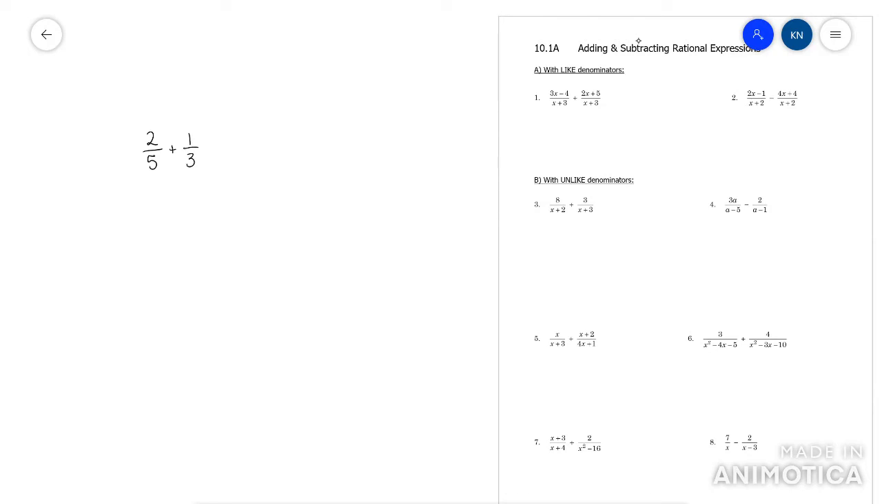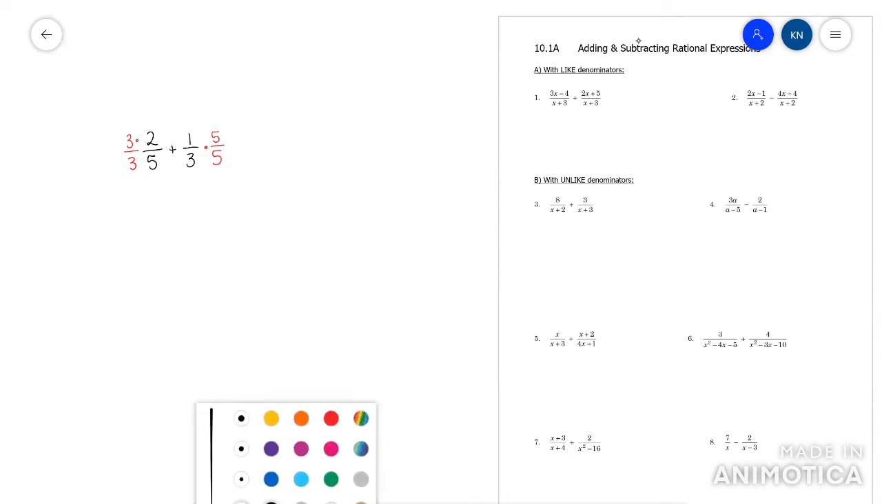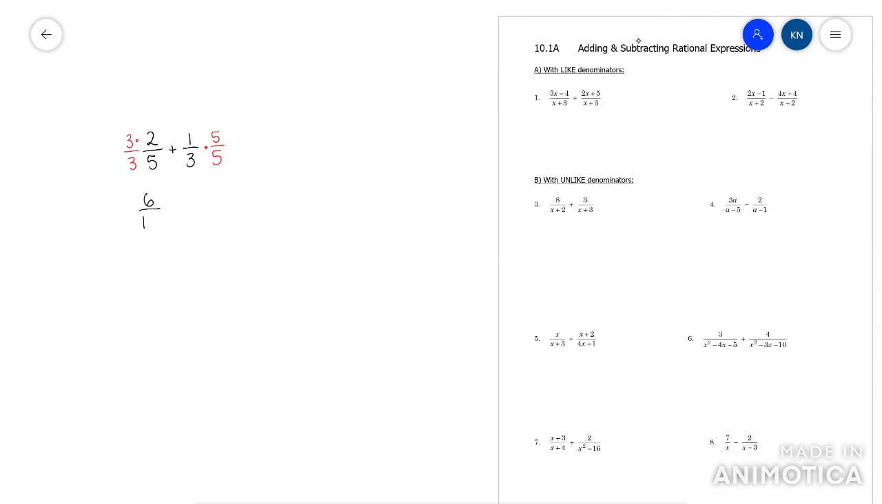You can't add or subtract fractions until the denominator is the same. So you would have to change these fractions. You would have to find a common denominator. The common denominator here would be 15. So this fraction on the left is going to need 3/3, and the fraction on the right is going to need 5/5. And so when you rewrite this problem, really you can think of it as 6/15 plus 5/15, which is 11/15.